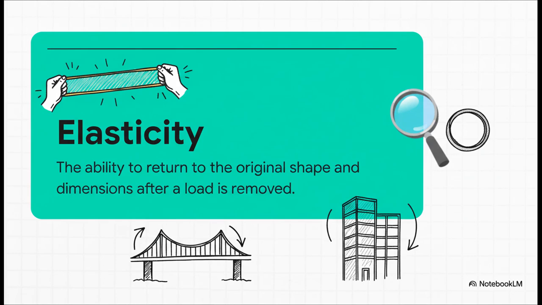Next up, elasticity. And the perfect picture for this is just a rubber band. You stretch it, you let go, and snap. It zips right back to its original shape. That's elasticity. But it's not just for rubber bands. It's happening on a huge scale in something like a bridge. It's designed to flex a little with wind and traffic and then bounce right back perfectly, preventing any permanent damage.